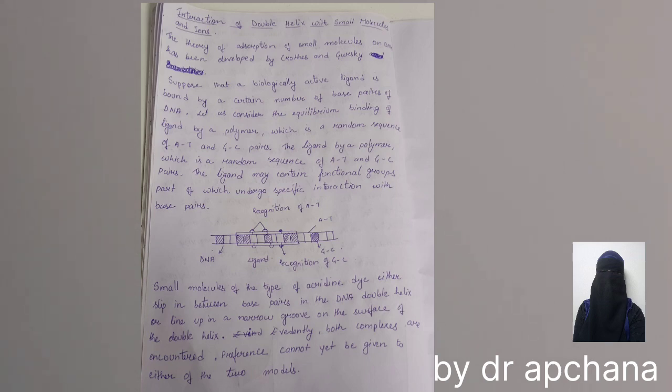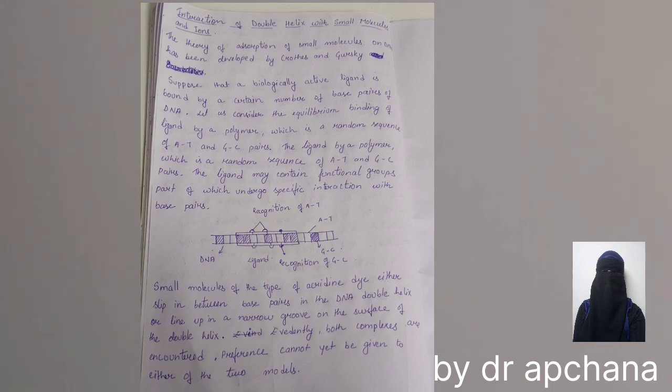The theory of adsorption of small molecules on DNA has been developed by Crothers and Gruskay. Suppose that a biologically active ligand is bound by a certain number of base pairs of DNA. Let us consider the equilibrium binding of a ligand by a polymer, which is a random sequence of AT and GC pairs. The ligand may contain a functional group, part of which undergoes specific interaction with a base pair. Here you can see the figure.